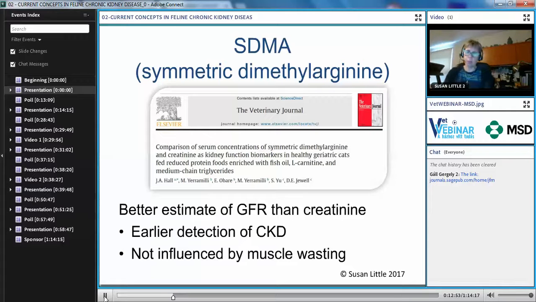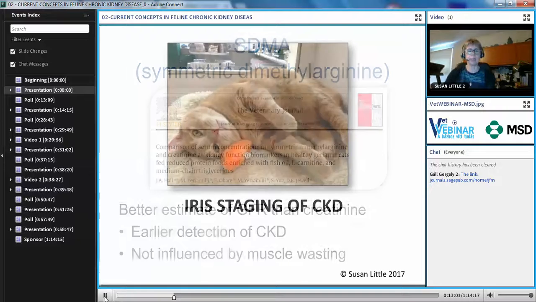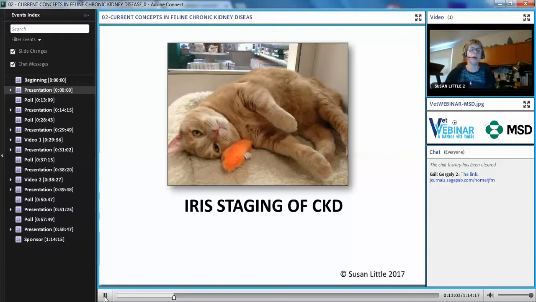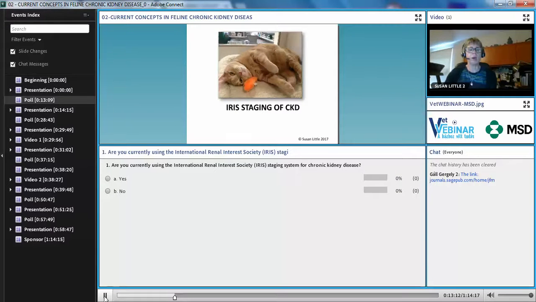So it doesn't replace serum creatinine, but it is an additional tool that gives us earlier detection of disease and the ability to start monitoring earlier and intervening earlier when we find treatment targets. And we're going to talk about what those treatment targets are. So we're going to start talking about IRIS staging of chronic kidney disease.